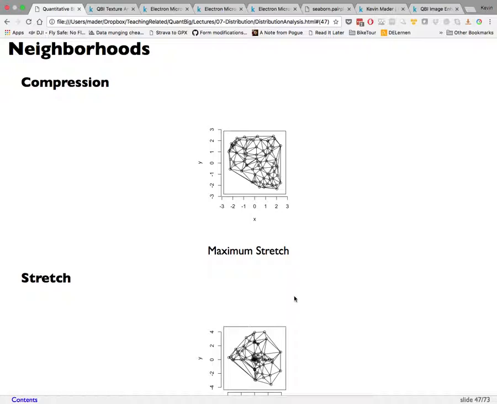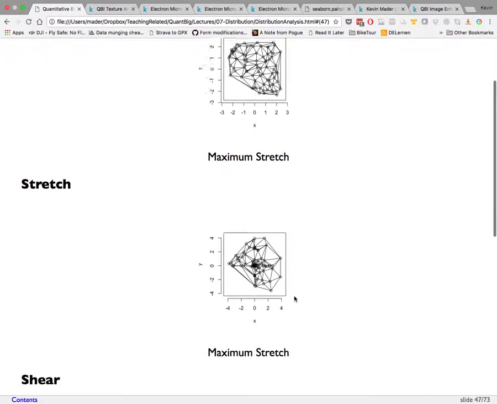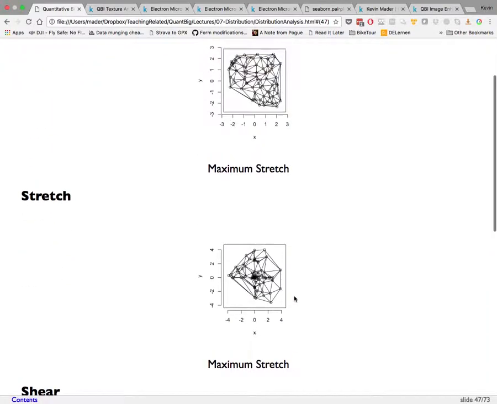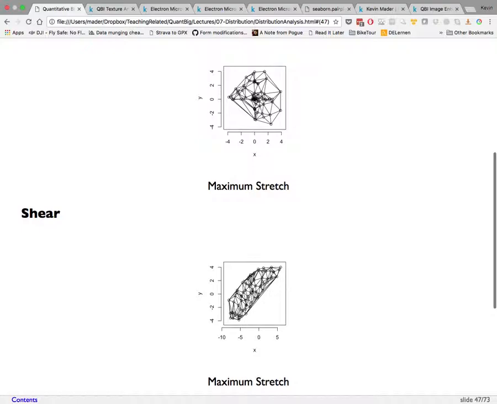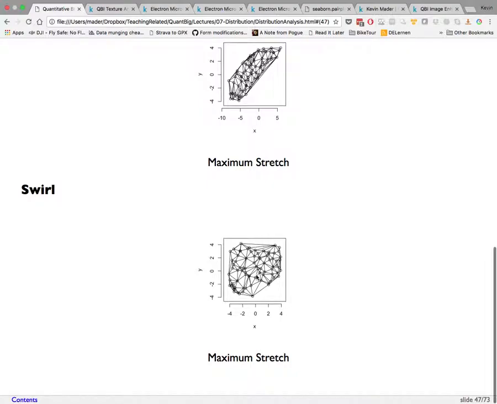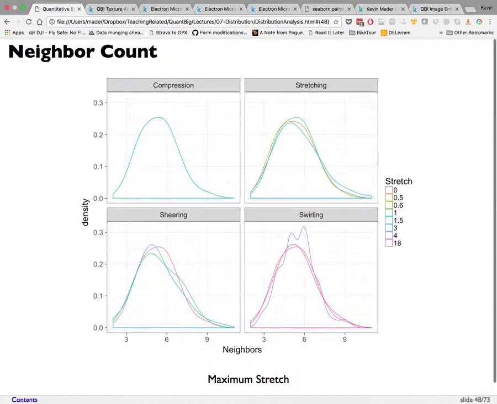We can now look at the neighbors in such circumstances. If we take stretching and compression, we get these results for the neighbors. With shear, we see some of those neighbors changing and some of the topology in the system changing as well. Swirl we'll forget about for now. Now, if we look at how these distributions actually change as we apply a factor between 0 and 18, how do these values change?